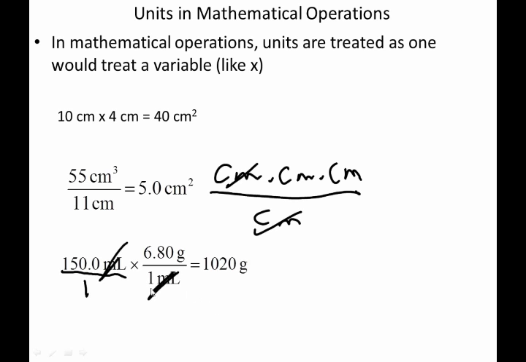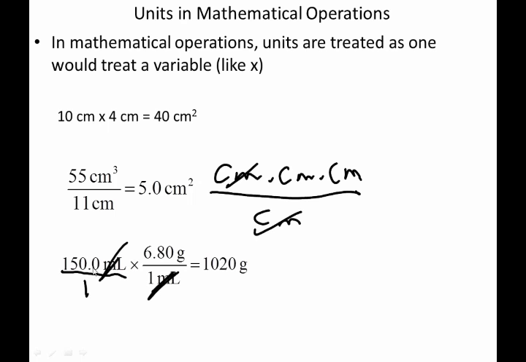This is the key to understanding all of the mathy things, maybe not all, but most of the mathy things for most of this class. This is the thing you have to get. And this is why it's critical to write down your units. So I end up multiplying 150 times 6.80.